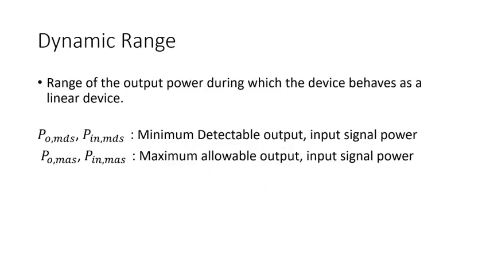The dynamic range, we have already seen, is the range of the output power during which the device behaves as a linear device. The dynamic range is generally a very important characteristic of any power amplifier because it will identify the range of operation as well as the output power for a given input when the device is operated in class A mode, that is under the linear region.